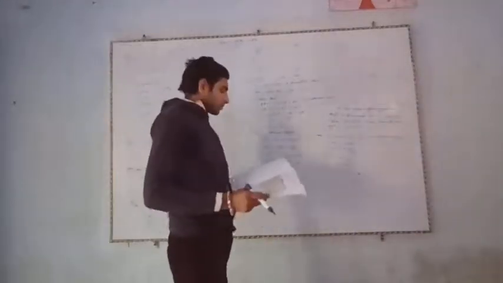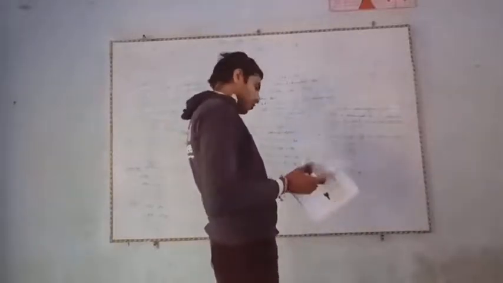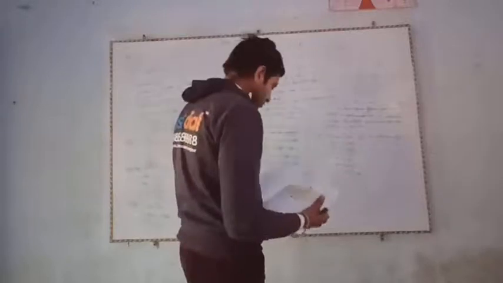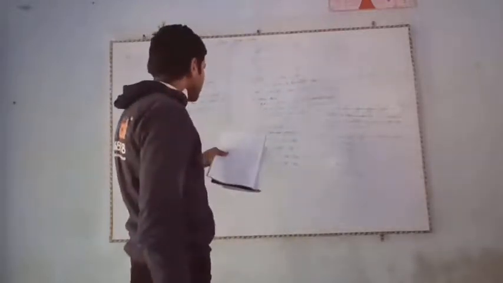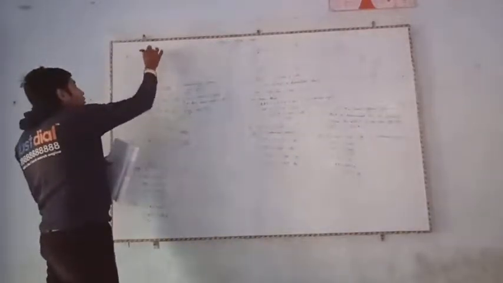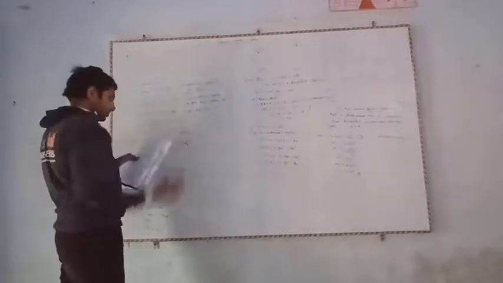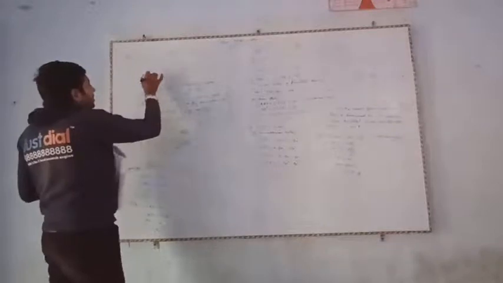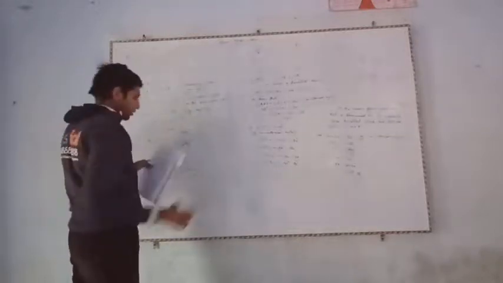Good morning, children. Today we will solve question number 5 in exercise 10.2. Here you have been given the problem. In the adjoining figure, line AO is parallel to line CD and OB is parallel to CD.